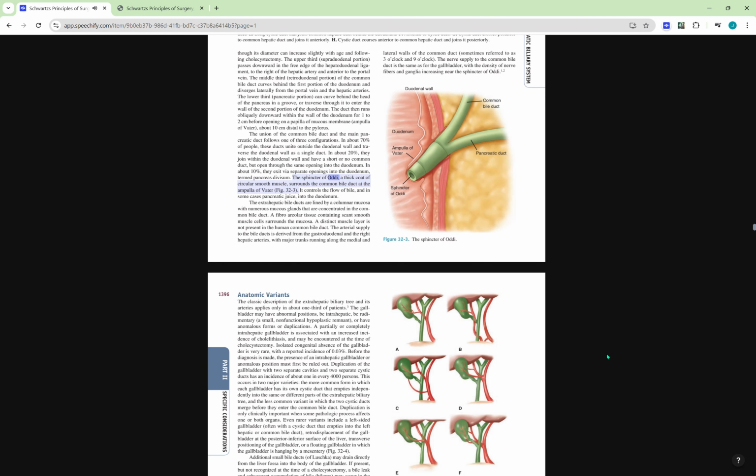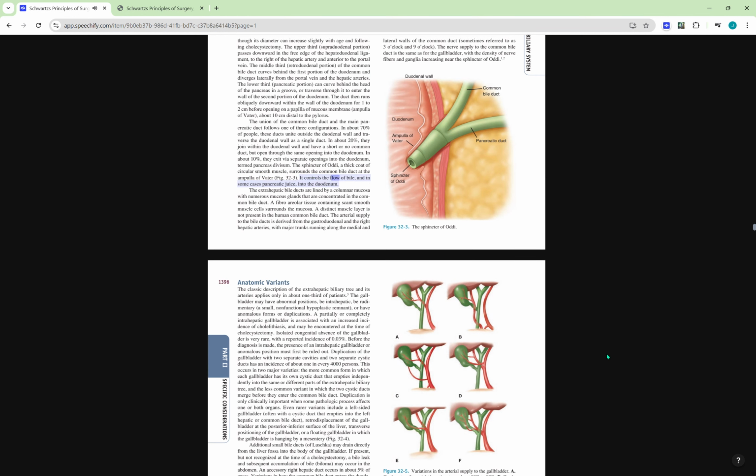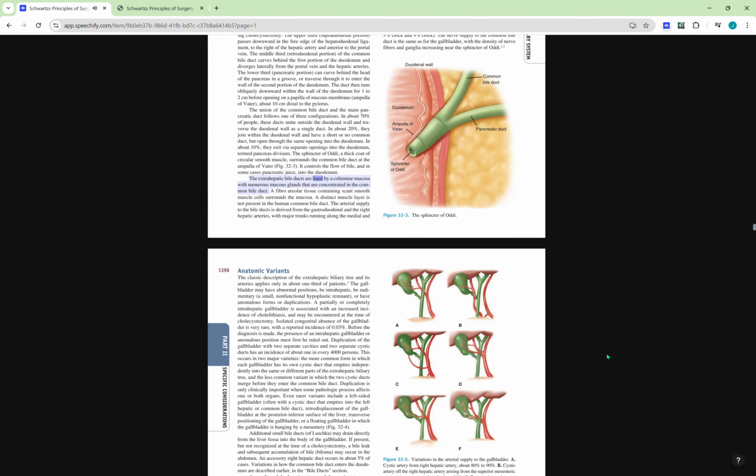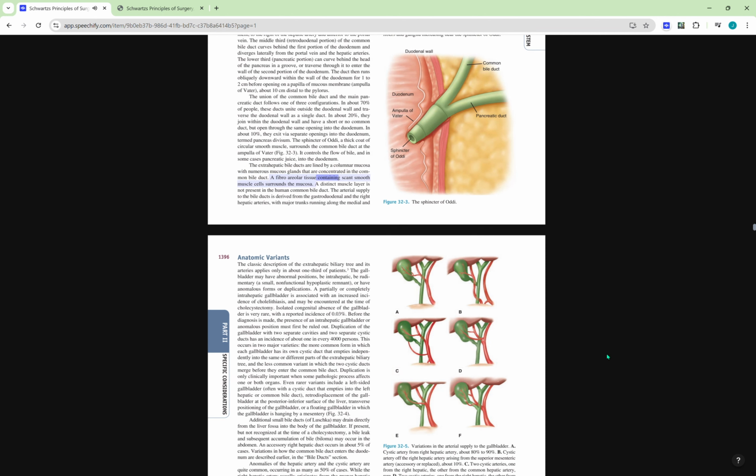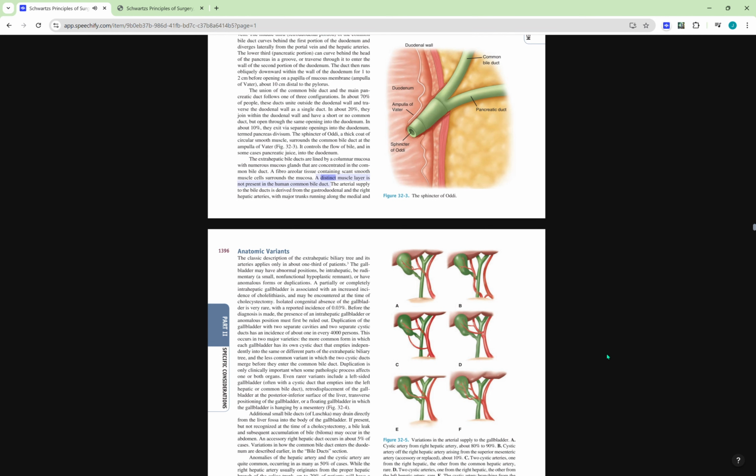The sphincter of Oddi, a thick coat of circular smooth muscle, surrounds the common bile duct at the ampulla of Vater. It controls the flow of bile, and in some cases pancreatic juice, into the duodenum. The extrahepatic bile ducts are lined by a columnar mucosa with numerous mucus glands that are concentrated in the common bile duct. A fibroareolar tissue containing scant smooth muscle cells surrounds the mucosa. A distinct muscle layer is not present in the human common bile duct.